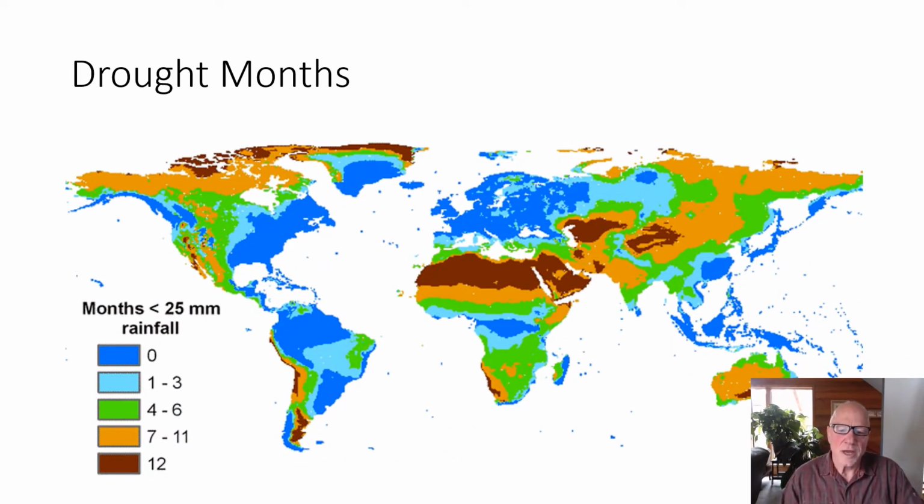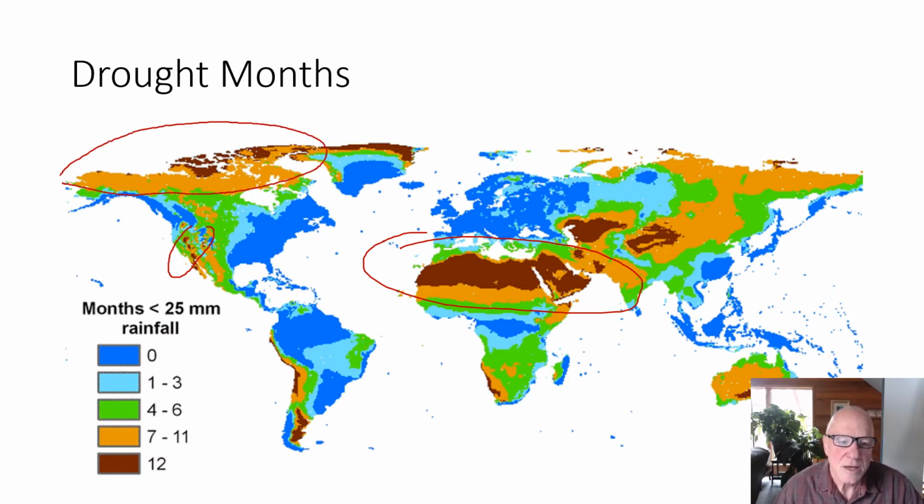Another way to look at rain is how much drought there is. And we see some very dry areas, of course, the Sahara Desert, and of course, the western deserts. But I was surprised to see how dry northern Alaska is.